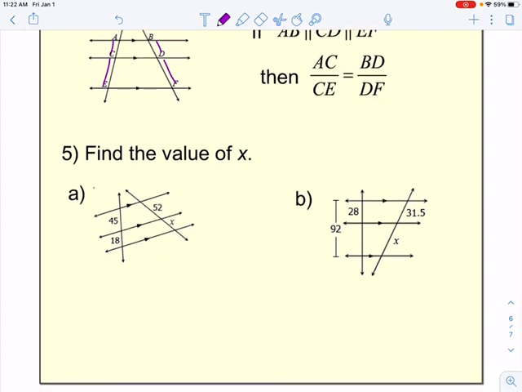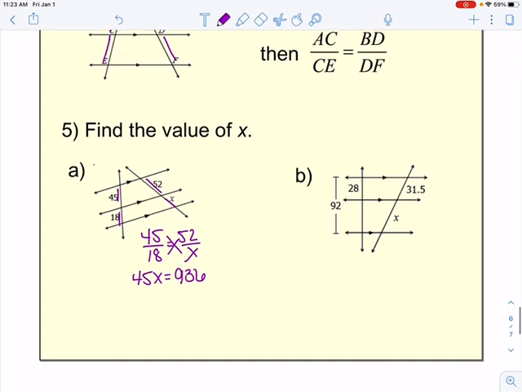Okay, so for number 5, we want to find the value of x. So I'm going to do 45 over 18 equals 52 over x. Cross multiply. 45 times x is 45x, and 18 times 52 should give me 936. Divide both sides by 45, and x is going to equal 20.8. Okay, and that's it for part A. We wanted to find x, we found x, we're done.